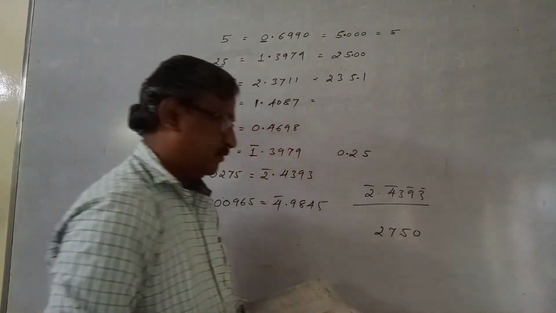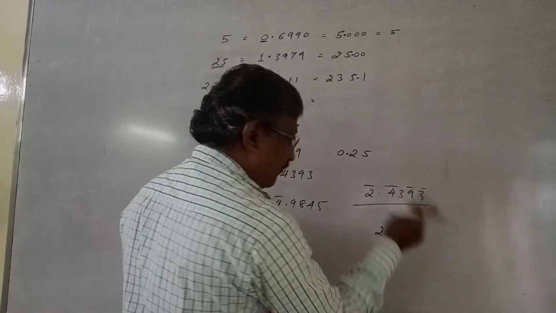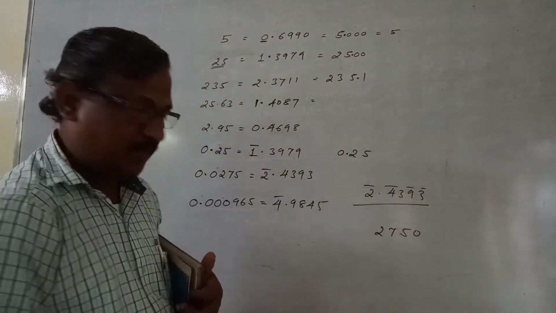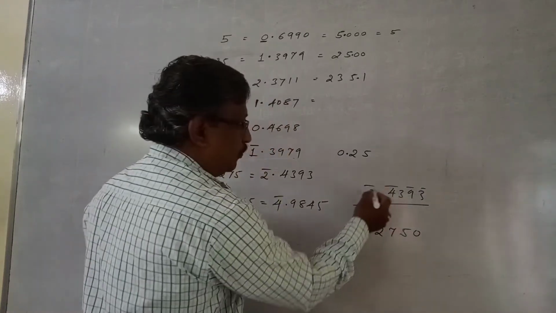2750 you will get, right? So 2750 is the value after adding the mean difference. Clear? So the value came to 2750. Now we have to place the decimal point.